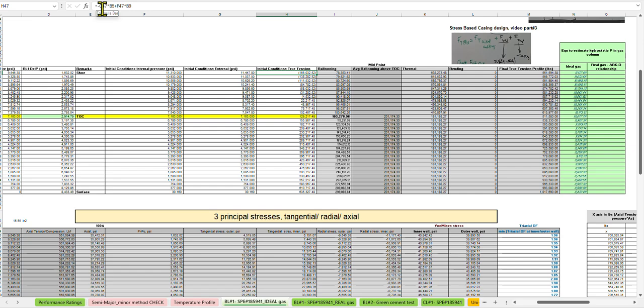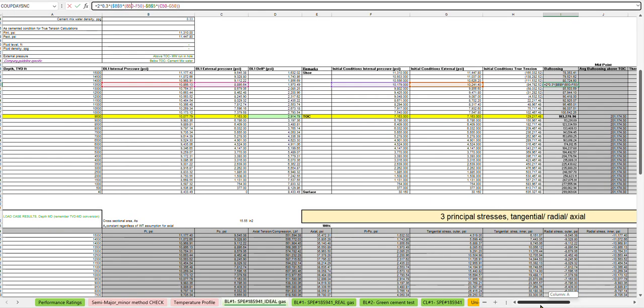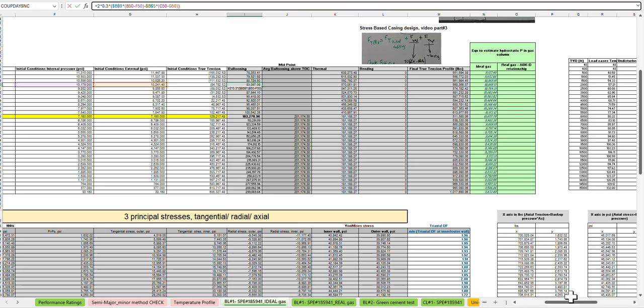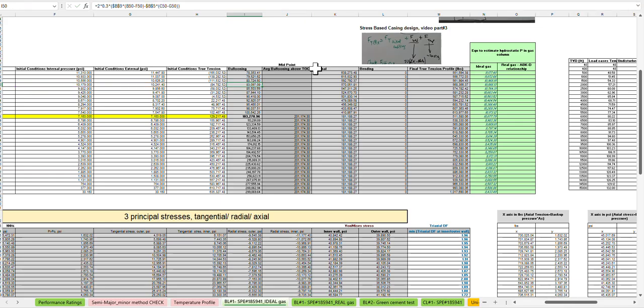So you have the initial conditions, and then you calculate the ballooning force. The ballooning force, again, involves the Poisson ratio. You have the internal pressure and the external pressure, the difference between the internal pressure and the external pressure from the initial conditions to the load case, and plus you have the thermal stresses.